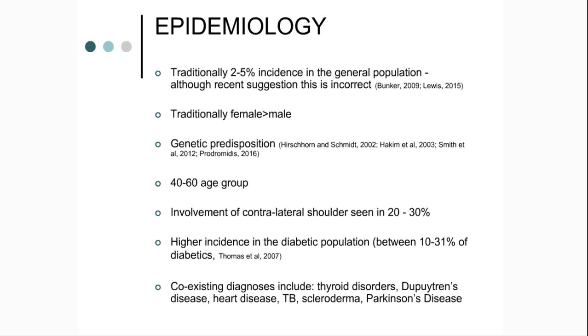Just to run through a little bit about the epidemiology of this condition, traditionally there's about a 2 to 5% incidence suggested in the general population. And if anyone's done any reading on frozen shoulder, you'll find that every paper that you start to read talks about this incidence in the introduction, and really it's just something that's been handed down from paper to paper. It's been recently challenged, and Bunker in 2009 actually suggested that the incidence was more likely to be about 0.75.